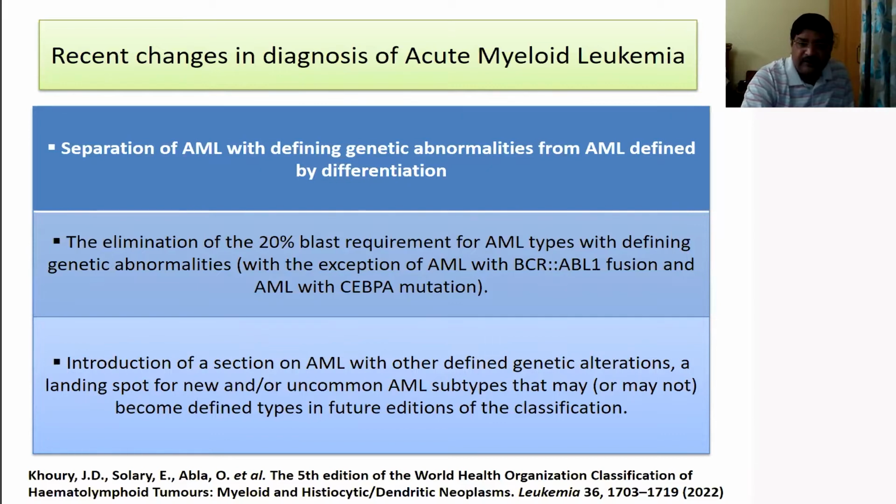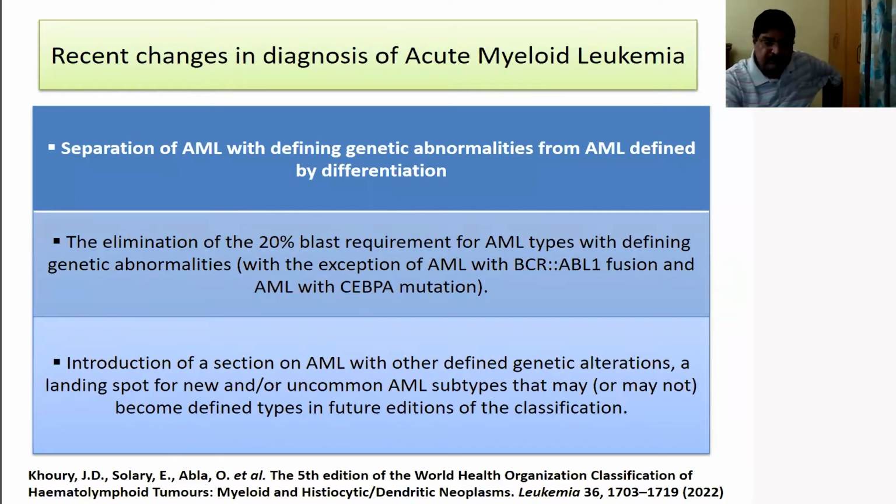Whereas if you do not have a defining genetic abnormality, you could still classify them as AML defined by differentiation. So with the exception of AML with BCR-ABL fusion and AML with CEBPA mutation, all other defined entities in the genetic category need not have a 20% blast requirement, which is extremely important. You will still treat a patient as AML when the patient has got 5 to 10% blast, but has an AML type cytogenetic or molecular genetic abnormality. So that is the hallmark of the fifth edition classification.